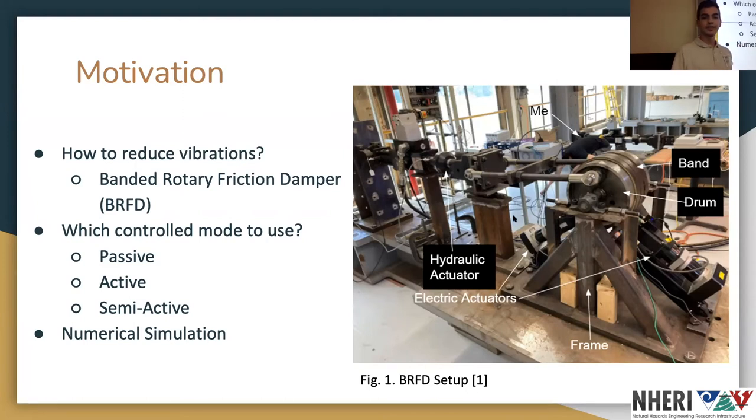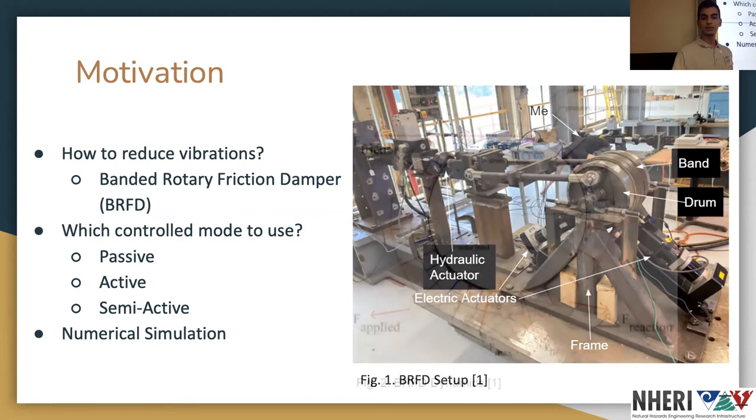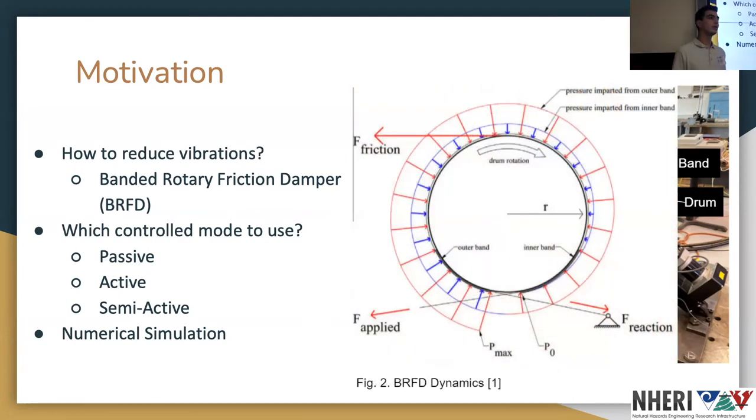And as you can see, it's made up of a frame as well as a drum that's connected to a hydraulic actuator, as well as a flexible brake band that is wrapped around that drum. And this band is also connected to these electric actuators. And these actuators basically act as controllers that help to control the dynamics of the damper. And basically how it works is that the electric actuators attached to the band can control the tension force in the band by tightening it.